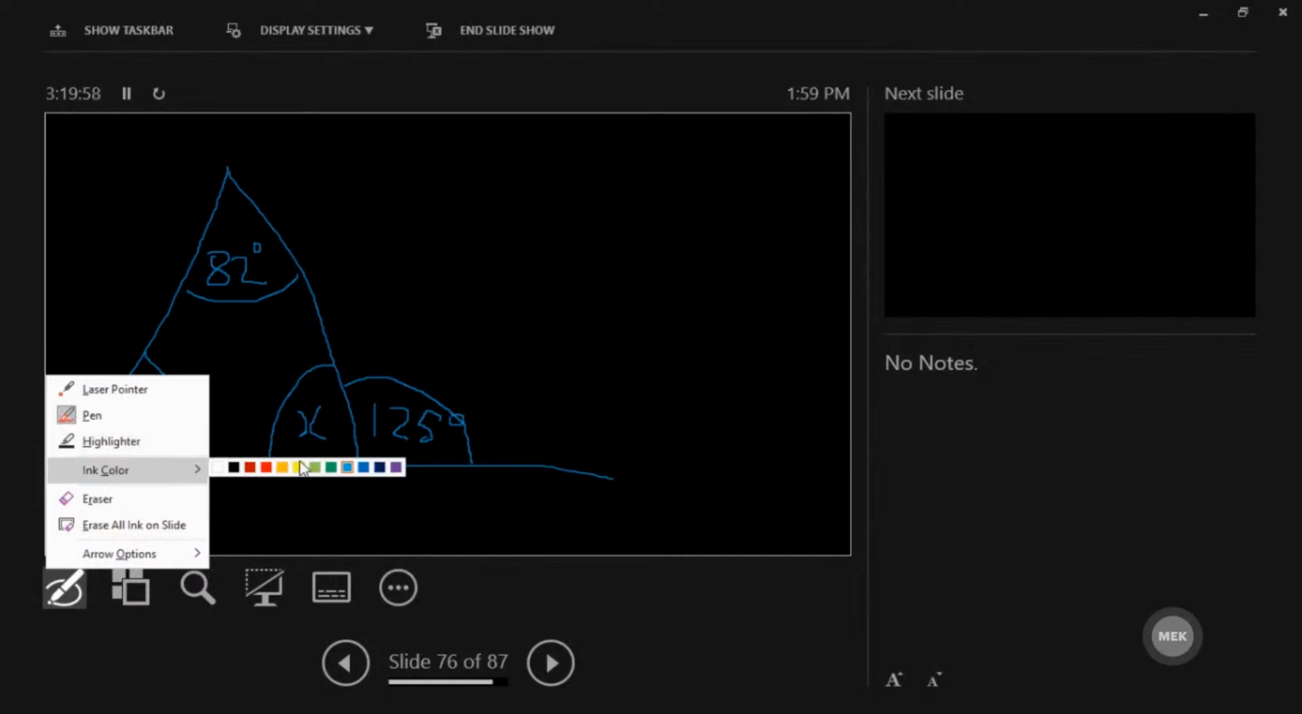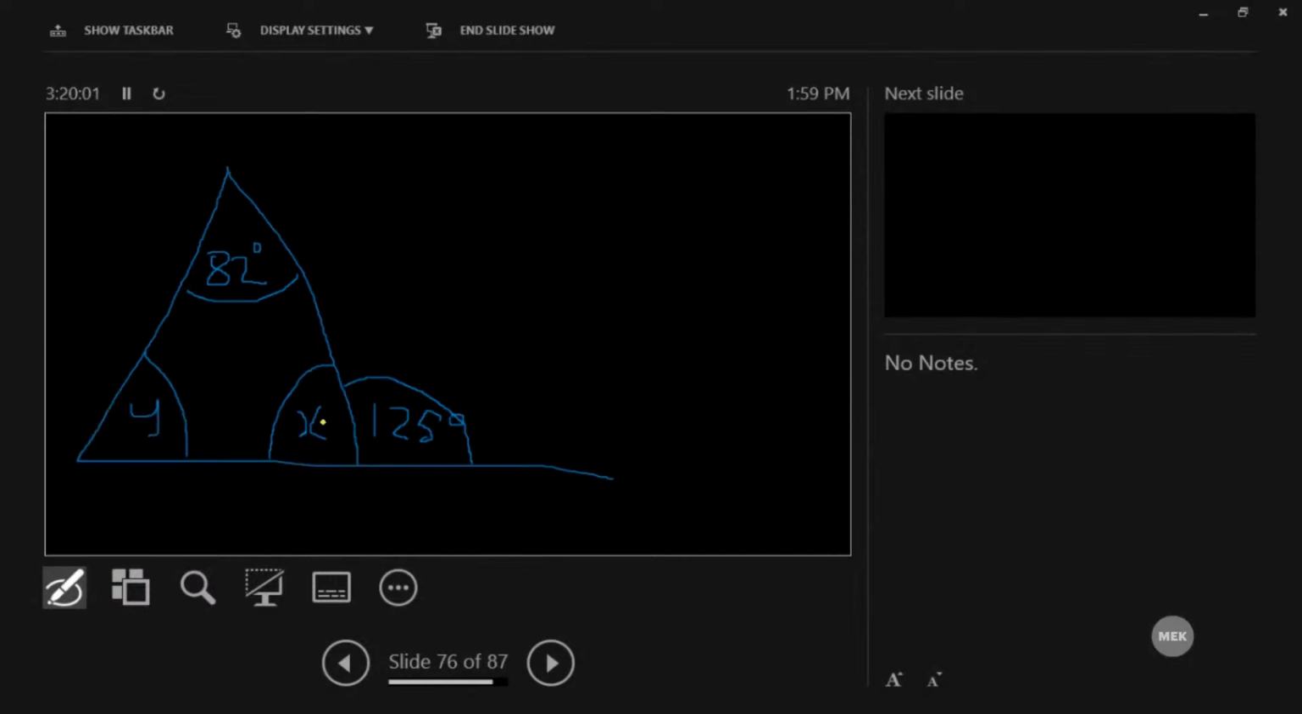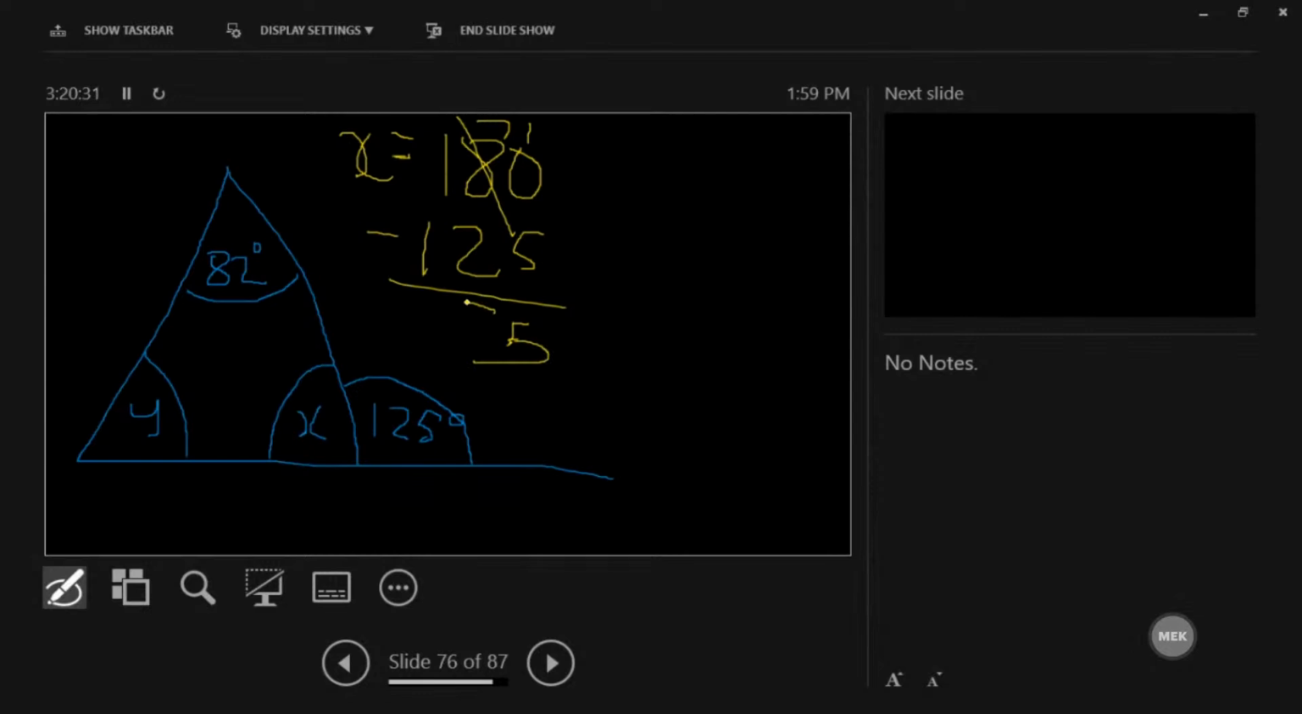So using those two rules, for x, x and 125 are on a straight line. Angles on a straight line add to 180. So to find x, I am going to subtract the 125 from 180. And that is going to give me 55 degrees. So x is 55 degrees.